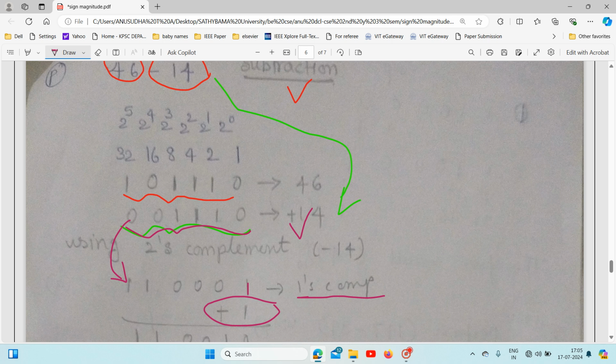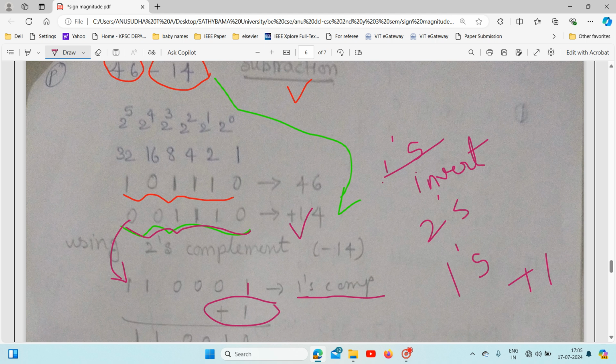In the 1's complement, you just have to perform the invert operation. Which means wherever you have 1, you have to replace it with 0. Wherever you have 0, you have to replace it with 1, right? So how to convert the given number into 2's complement? First step, you have to take 1's complement, right? The second step, with the LSB bit, you have to add plus 1.